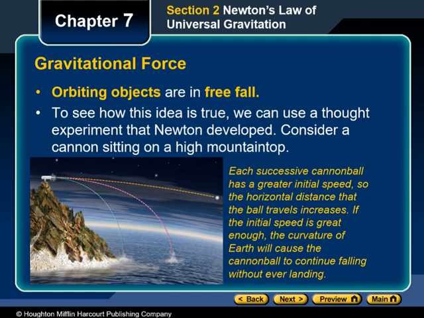Orbiting objects are in free fall. To see how this idea is true, we can use a thought experiment that Newton developed. Consider a cannon sitting on a high mountaintop, as is shown on the screen here. The path of each cannonball is a parabola, and the horizontal distance that each cannonball covers increases as the cannonball's initial speed increases. Newton realized that if an object were projected at just the right speed, the object would fall down toward Earth in just the same way that Earth curved out from under it. In other words, it would orbit Earth.